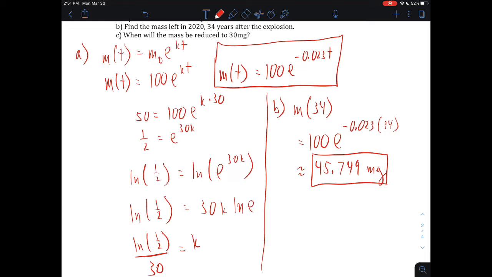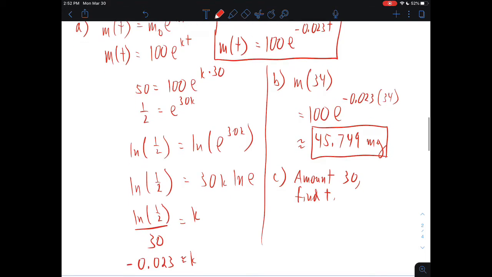And then finally, part C, when will the mass be reduced to 30 milligrams? This is a question about time, since we are asked about when. So this means that the amount is 30, and we want to find t. So this doesn't mean that we're plugging in 30 into our equation, which should make sense because that would actually be very easy to solve. If the time was just 30 years, we know it's exactly half.